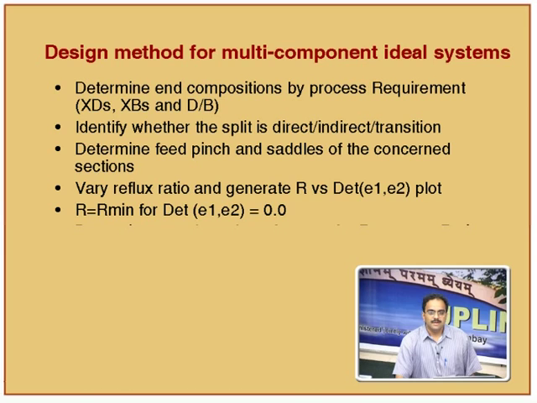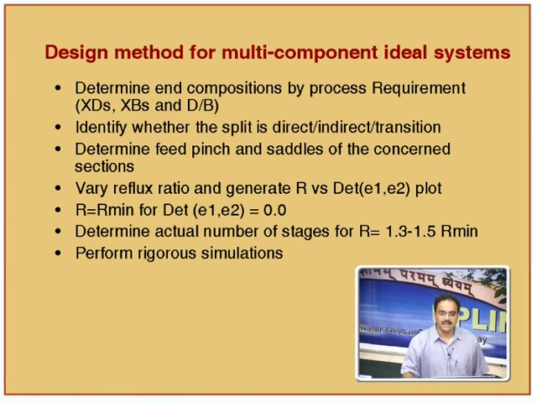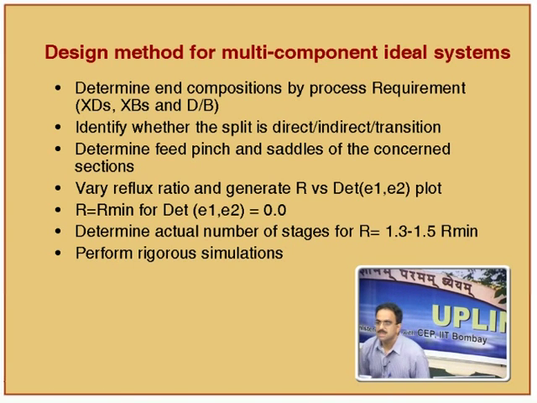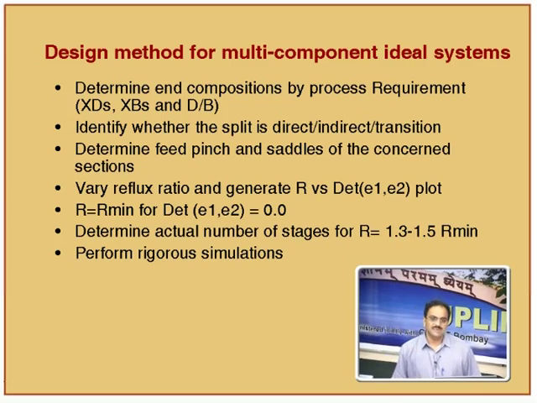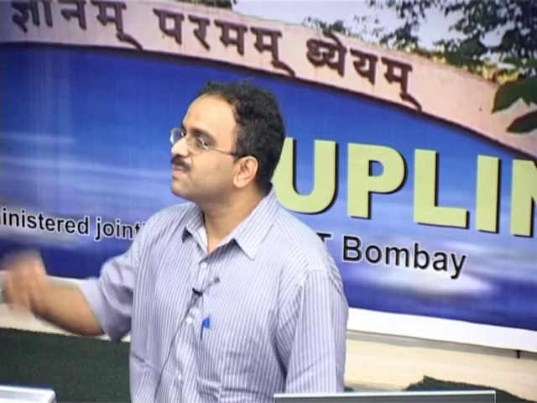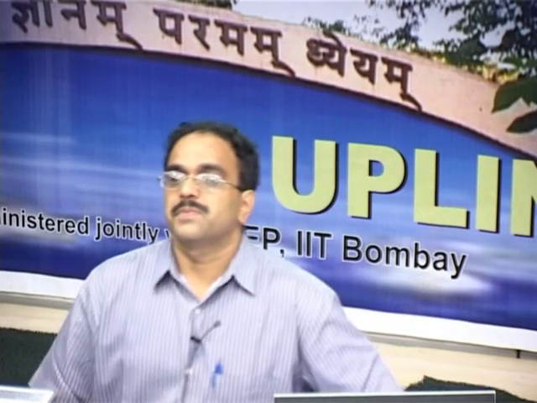Get R min, the reflux ratio at which this determinant is equal to 0. Determine the actual number of stages, by the method that we just saw, for R equal to 1.3 to 1.5 times R minimum. Once you have the actual number of stages, you are ready for rigorous simulation. Then I can go to a commercial simulator like Aspen, HYSYS, Pro/II, ChemCAD, whatever. The simulator will ask for input, how many stages and what is the reflux ratio, because it is a virtual experiment. These are all decision variables, and the design is in front of you. You give this input to the simulator and check that the XD design requirement that I started with is the same as that given by the simulator.